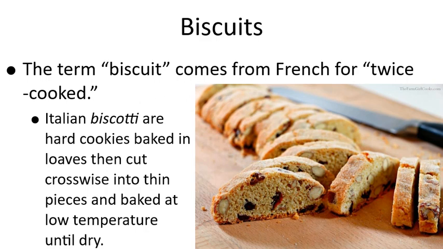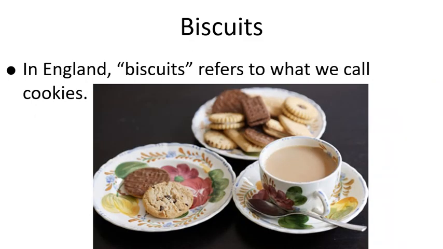The term biscuit comes from the French word meaning twice cooked. Similarly, the Italian biscotti are hard cookies that are baked into loaves, then cut crosswise into thin pieces and baked again at a low temperature until they're dry. That is, they're baked twice. In England, the term biscuits refers to what we Americans would call cookies. So the tea and biscuits that the English are famous for is a snack of a few cookies paired with a hot tea.